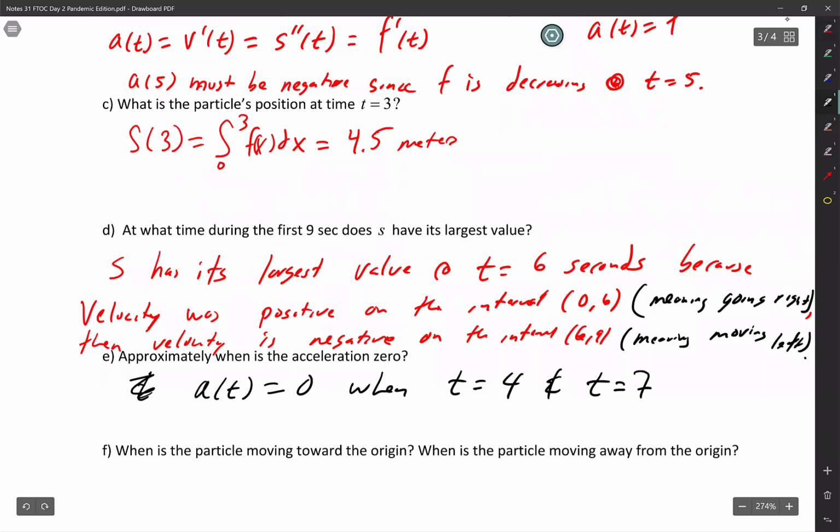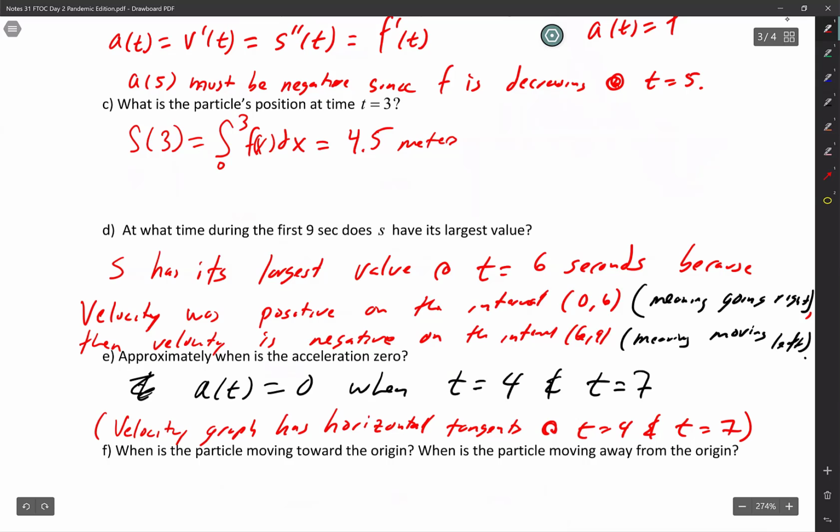And then for good notes, I'm going to put velocity graph. Velocity graph has horizontal tangents at t equals 4 and t equals 7. They're not asking to justify, but I'm giving you guys the notes here. Don't worry, guys, we're almost done.